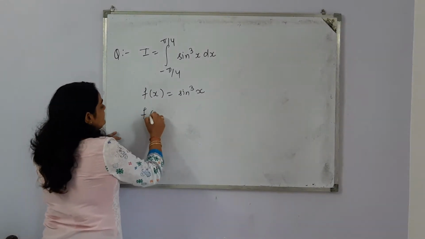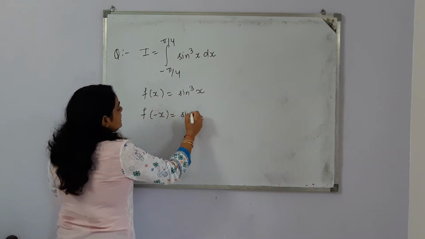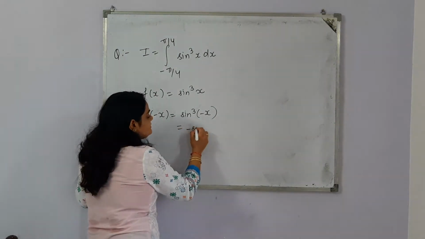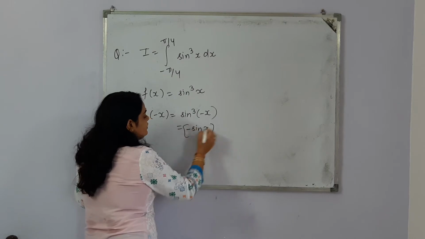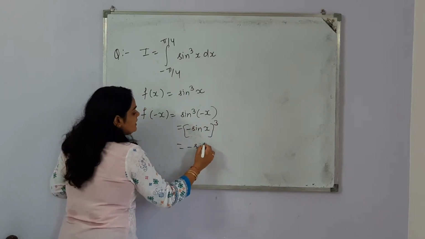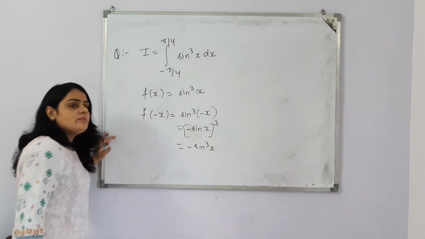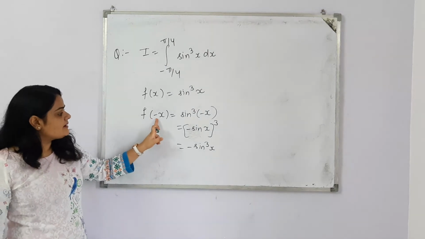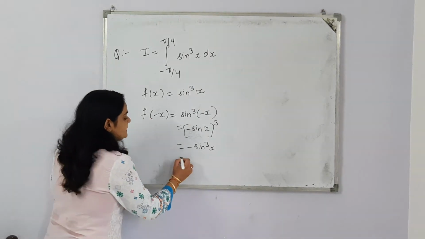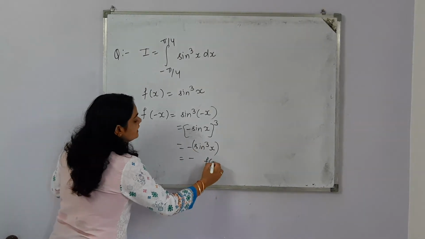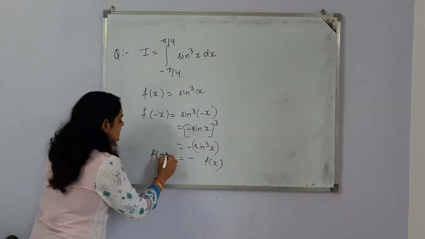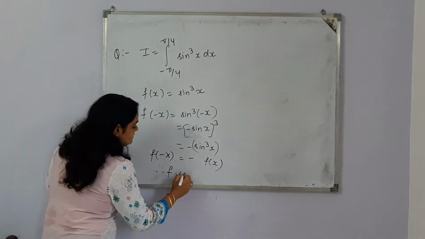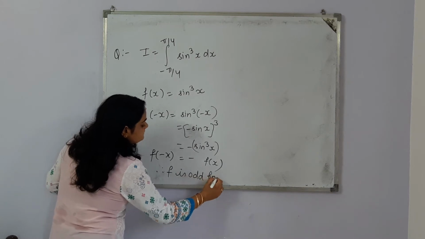So, in place of x, I am taking negative x. So sine cube of minus x. We know that sine of minus theta is minus sine theta. So minus sine x whole raised to power 3 becomes minus sine cube x, because an odd power keeps the negative. So f of minus x is minus sine cube x, and we get f of minus x is equal to minus f of x. This is an odd function.